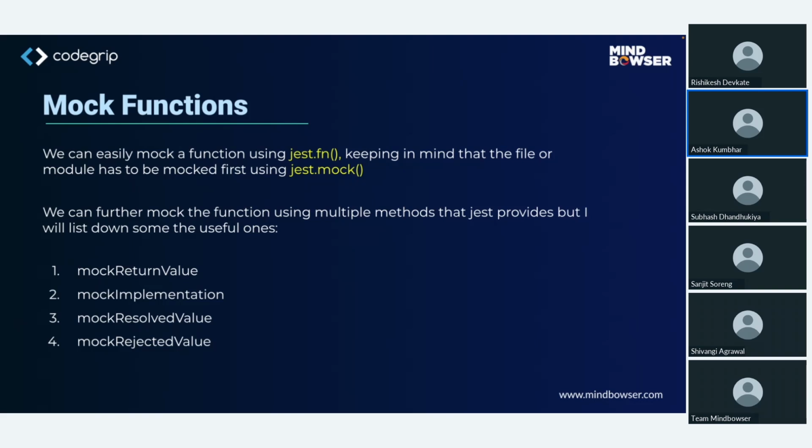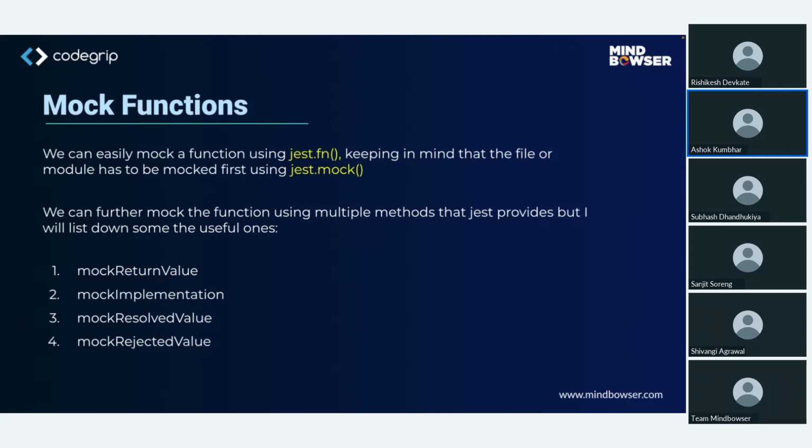So here we can see some of the use cases: mock return value, mock implementation, mock resolved value, and mock rejected value. These are the functions we can use when we have a promise or promise functions. When we have only a return value, we can use mock return value. And if we have an implementation which will have some resolve or reject cases, then we can use mock implementation. In that function, we can resolve or reject the function returns.